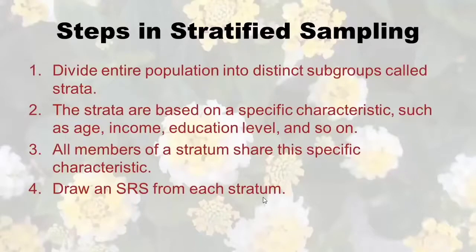Step 2, well, it's not really step 2, but you've got to think about the strata. Like, what is it based on? It's got to be based on one specific characteristic, such as age, income, education level. A great example is you could take people of all different incomes, right? That's a quantitative variable. But you can put them in strata by less than a certain amount, and then that to that, that to that. You can make 4 or 5 strata. And then you just want to make sure that all members of each stratum share the same characteristic. And then you could do step 4, which is draw a simple random sample from each stratum.